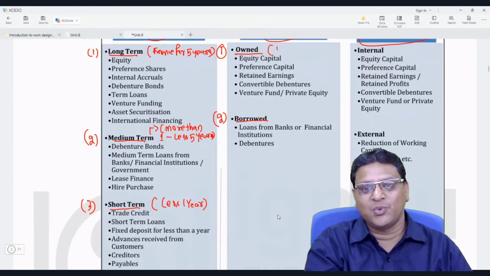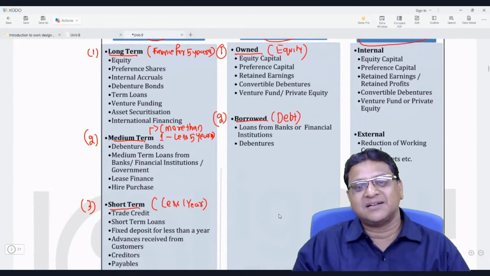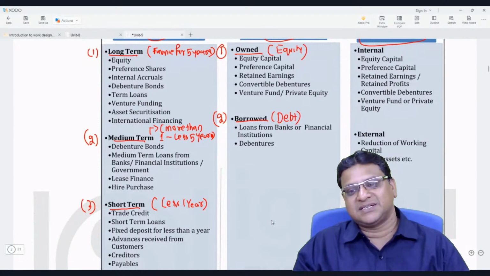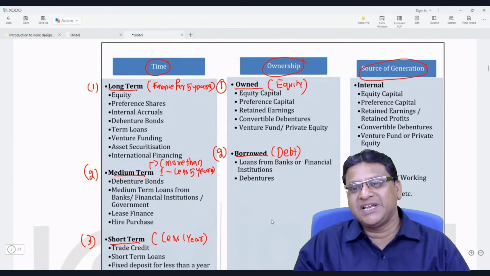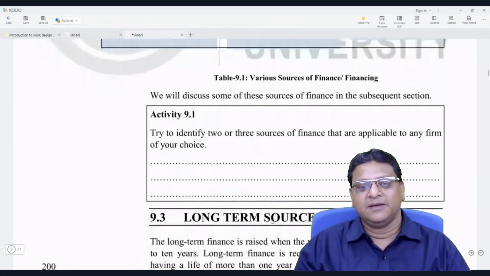Owned finance is known as equity and borrowed finance is known as debt. That means if the finance is obtained in the form of debt, that is known as borrowed finance. If the finance is obtained in the form of equity, that is known as owned finance. Next, on the basis of generation of funds, finance can be internal finance, that is self-generated finance, and external finance, that is finance obtained outside the organization.